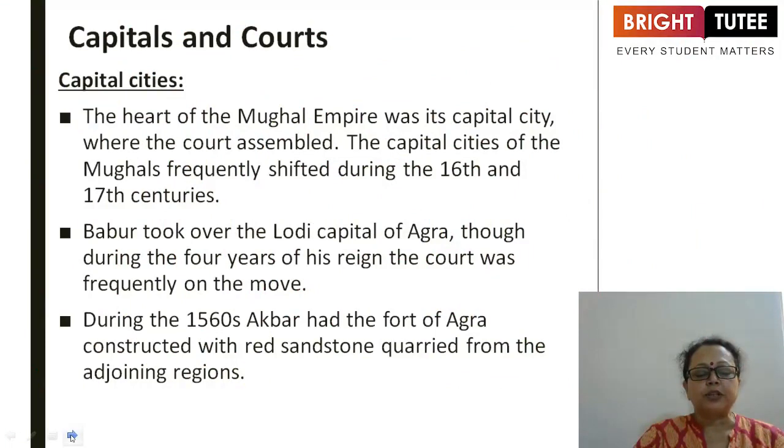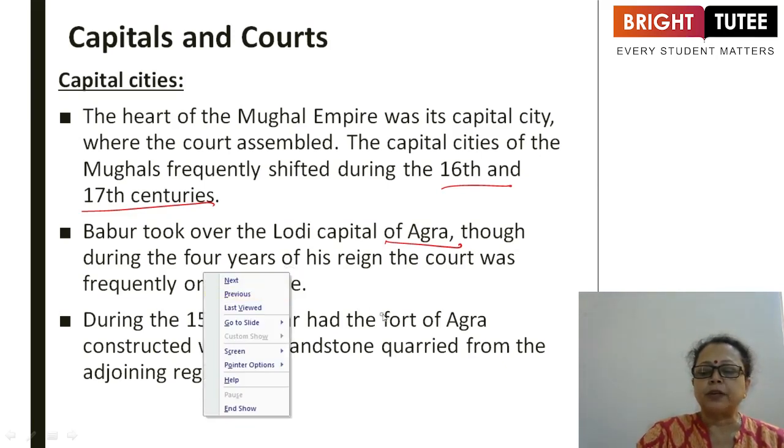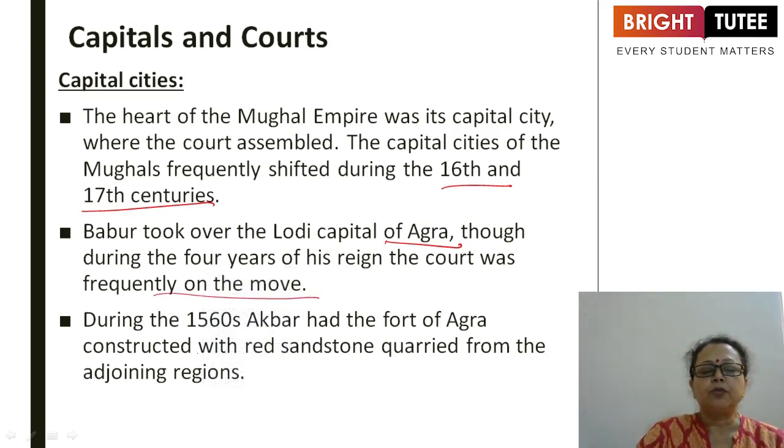Capitals and the courts. The heart of the Mughal Empire was its capital city, where the court assembled. The capital cities of the Mughals frequently shifted during the 16th and the 17th centuries. Babur took over the Lodi capital of Agra, though during the 4 years of his reign, the court was frequently on the move. For 4 years he ruled over the country, but frequent shifting was done for the court.